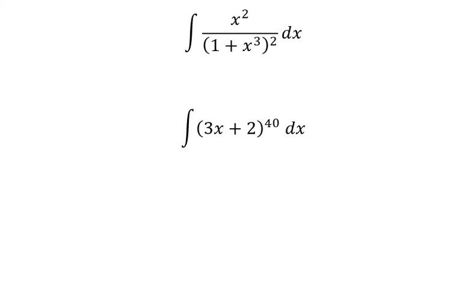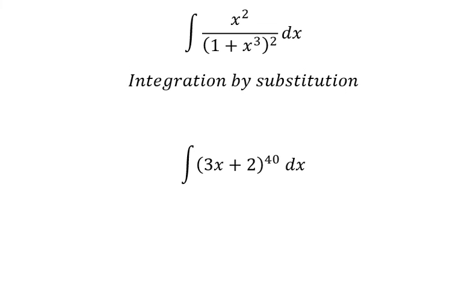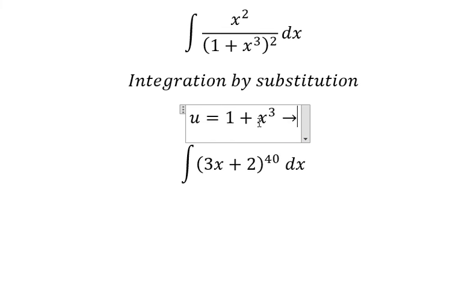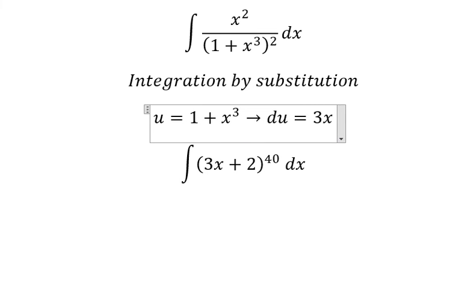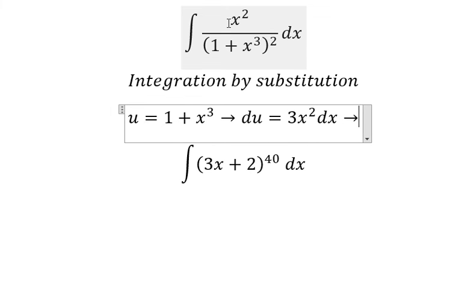Question number 2, we need to use integration by substitution. So I will put u equals to this one. If we do the first derivative for both sides, you get 3x squared dx. The first derivative of number 1 is 0. The first derivative of this one, you get this one in here. Because we don't have number 3, we need to divide both sides by number 3 in here.